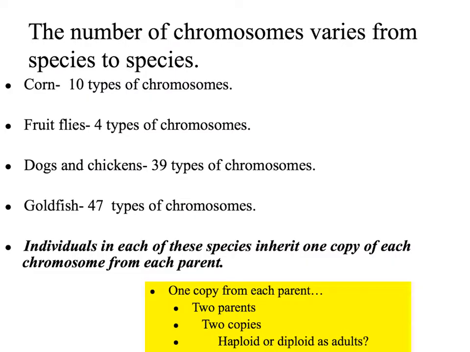For example, corn has 10 types of chromosomes, fruit flies only have 4 types of chromosomes, dogs and chickens each have 39 types of chromosomes, goldfish have 47 types, humans have 23 types of chromosomes. Individuals in each of these species inherit 1 copy of each chromosome from each parent. This means they have 2 copies of each chromosome. That means that total, they will have twice as many chromosomes as they have types. For example, humans have 23 types of chromosomes, but we have 46 chromosomes total. 1 of each type comes from each of our parents.